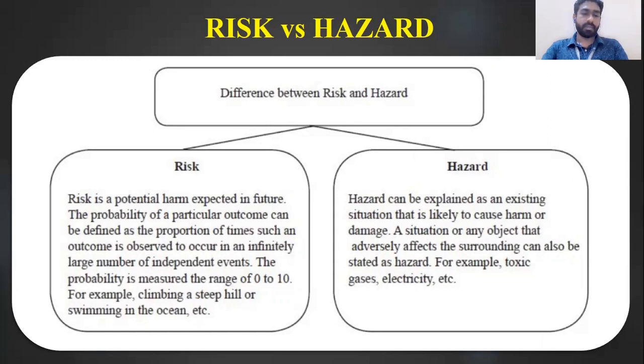For example, climbing a steep hill or swimming in the ocean, etc. So from the example, we can see the risk involvement. Now hazard. Hazard can be explained as an existing situation that is likely to cause harm or damage. A situation or any object that adversely affects the surroundings can also be stated as a hazard. For example, toxic gases, electricity, etc. So risk is a possibility of loss, whereas hazard is a cause of that particular risk. That is the conclusion.